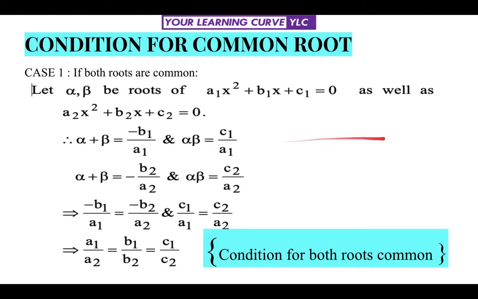So if we are given two different equations, a1x square plus b1x plus c1 and a2x square plus b2x plus c2 equal to 0, and both the roots of these equations are common, then we will assume that the roots are alpha, beta for this equation as well as for this equation. From the first equation we get alpha plus beta is equal to minus b1 upon a1, and alpha into beta is equal to c1 upon a1.